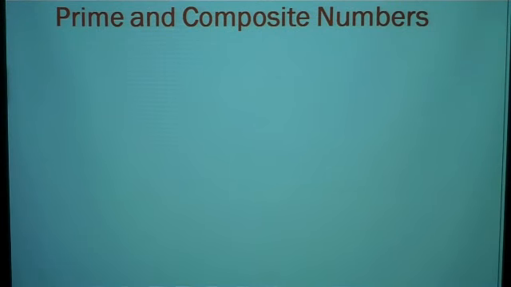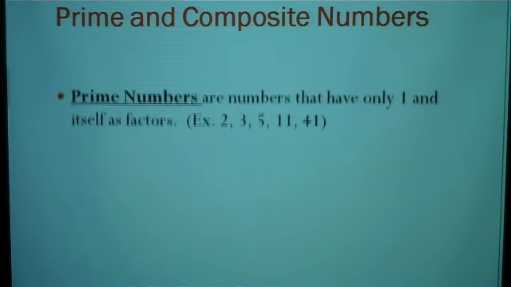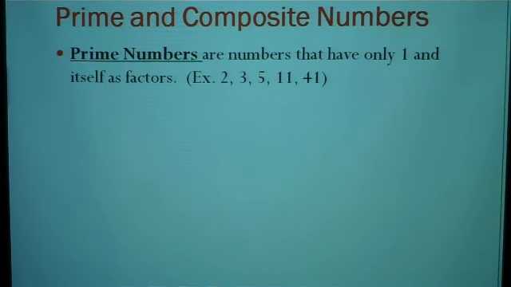Now we're going to talk about the difference between prime and composite numbers. So let's see what those look like. Prime numbers are numbers that have only 1 and itself as factors. For example, 2, 3, 5, 11, and 41. 2 is the only even prime number.